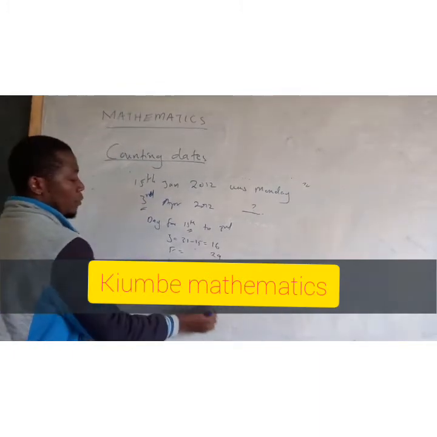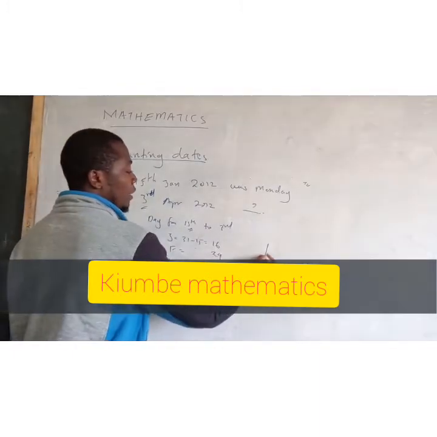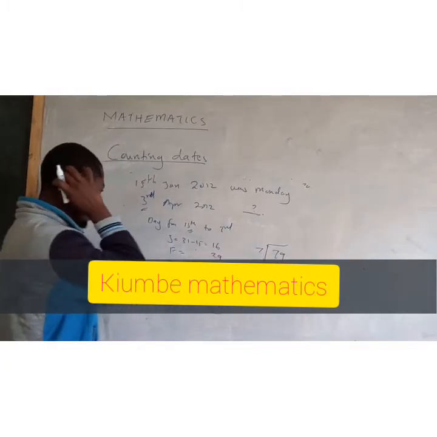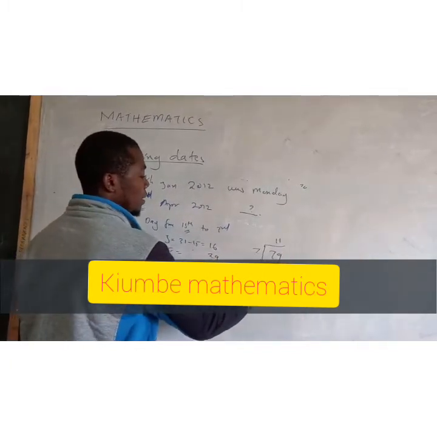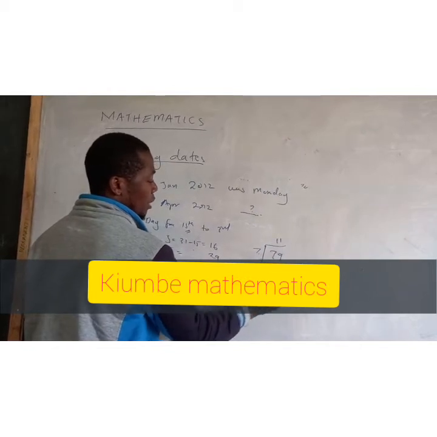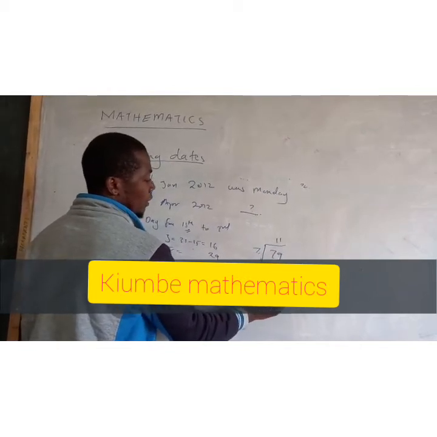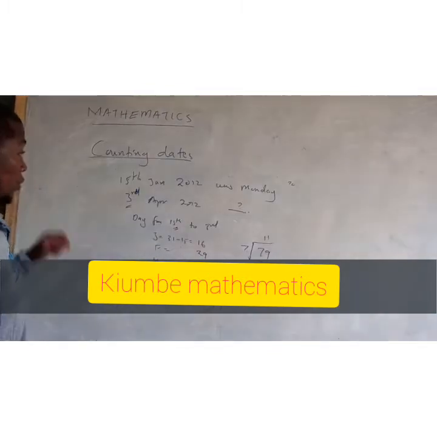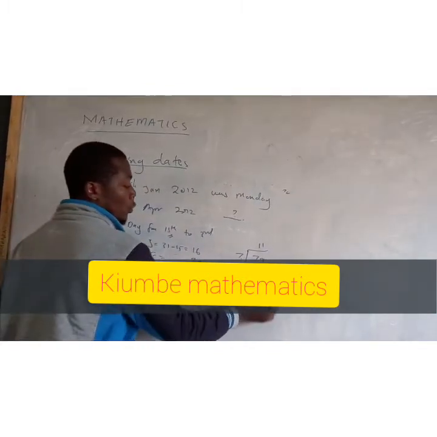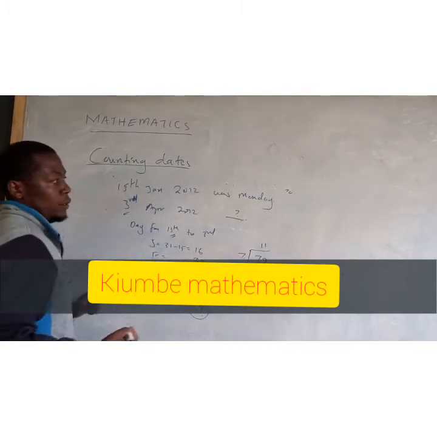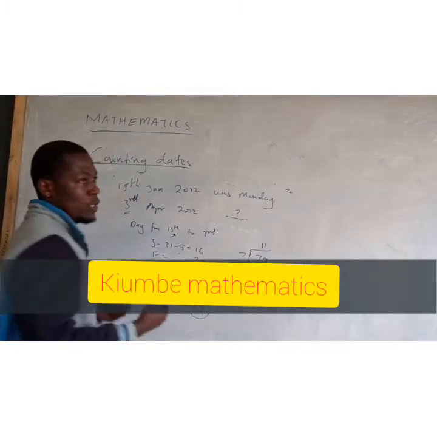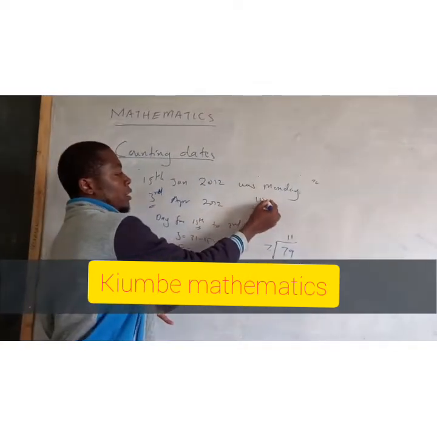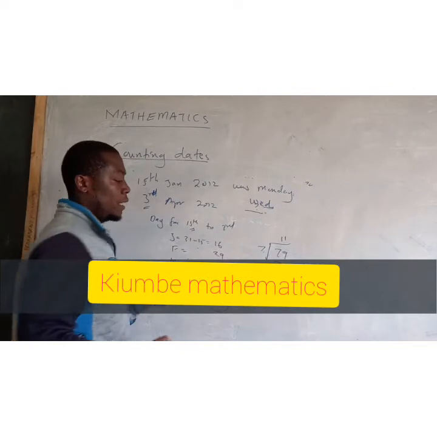Then after getting the number of days, you divide them by 7. When you divide this by 7, you get 11 remainder 2. So this 2 is the one we are interested in. We shall count 2 days from Monday. Two days from Monday is Tuesday, Wednesday. So our answer here should be Wednesday.